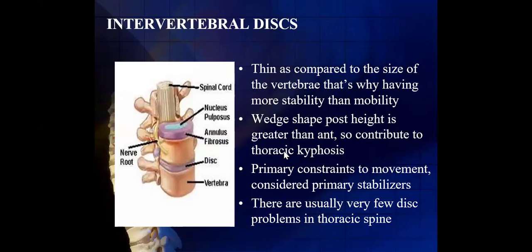The intervertebral discs are thin as compared to the size of the vertebra. That's why there is more stability than mobility. They are wedge shaped, posterior height is greater than anterior, so they contribute to the thoracic kyphosis. They are the primary constraint to movement, considered the primary stabilizer. There are usually very few disc problems in the thoracic spine. As compared to the lumbar and cervical spine, where there is too much disc herniation, there are no such common cases of disc herniation in the thoracic region.